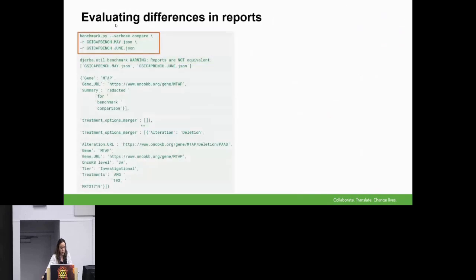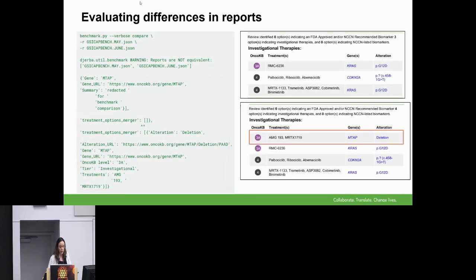And how we do that, as part of Jerba, there is a compare script that allows us to compare 2 clinical reports in JSON format. And this will flag whether the reports are equivalent, identical, or not equivalent. So in this case, the reports were not equivalent. So if we look further down, the difference was an additional gene alteration that had an associated treatment for the MTAP gene.